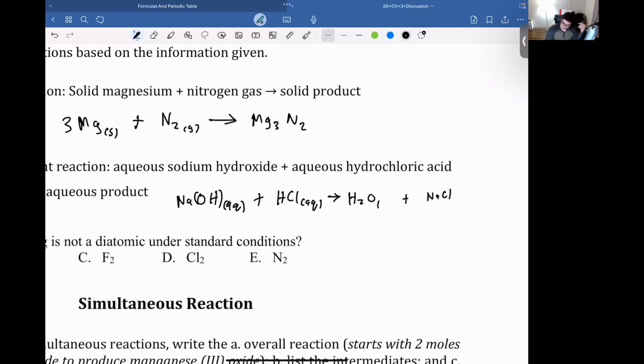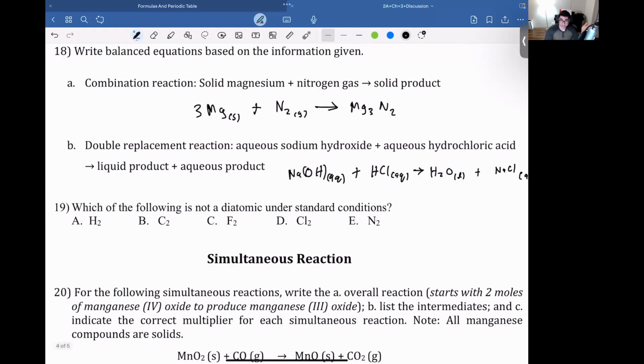And HOH is H2O, right? Just a different way of writing it. NaCl is aqueous because it dissolves in water, and that's it.